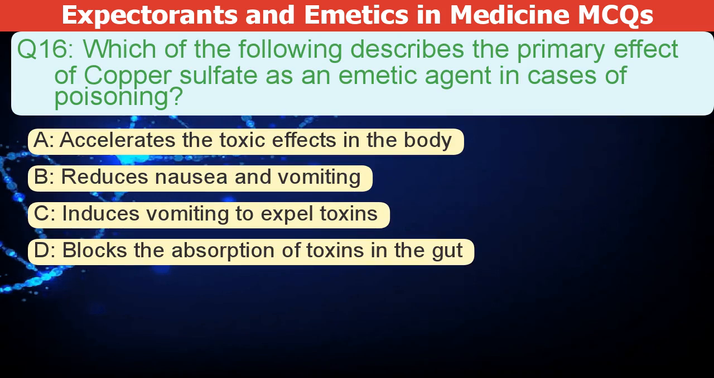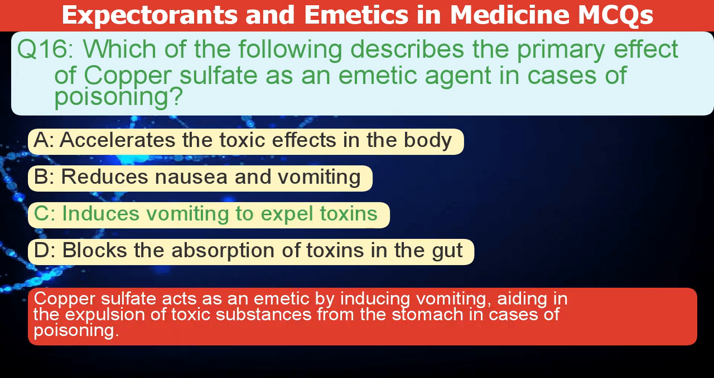Which of the following describes the primary effect of copper sulfate as an emetic agent in cases of poisoning? A. Accelerates the toxic effects in the body. B. Reduces nausea and vomiting. C. Induces vomiting to expel toxins. D. Blocks the absorption of toxins in the gut.